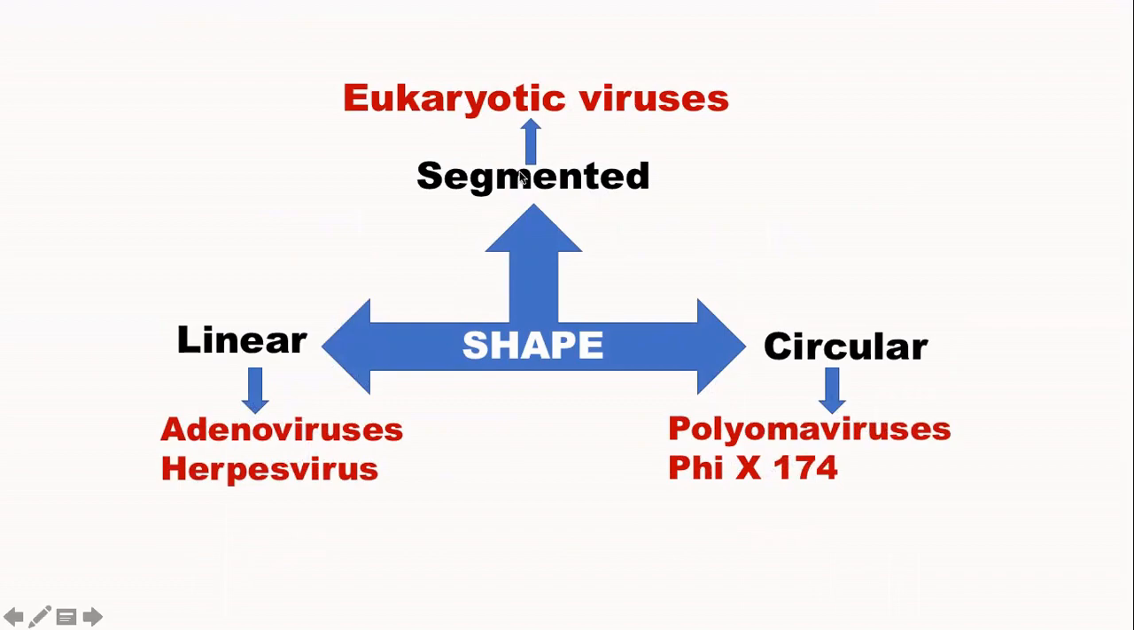Then there are differences in the shape of the nucleic acid present. It can be linear in shape, it can be circular in shape, or in some eukaryotic viruses, you see more than one nucleic acid. That means it is segmented. So based on the shape of the nucleic acids, they can either be linear, circular, or in eukaryotic viruses, they are segmented.